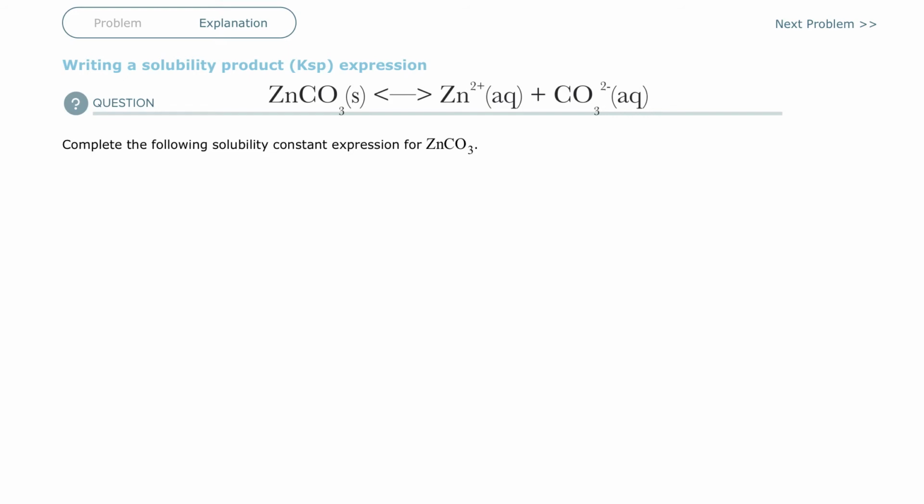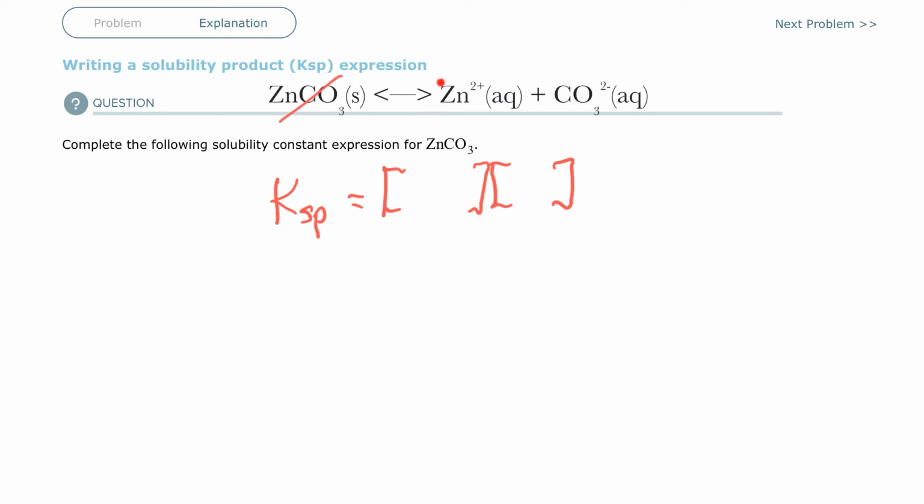We're going to ignore the zinc carbonate itself because it's a solid, so we're only interested in the aqueous parts, the ones that are actually turning back and forth between crystals and solution. So that means that our K sub SP is going to be a product, and that's why it's called a solubility product. That's the SP, solubility product. It's the product of the concentrations of whatever you've got raised to the coefficient of the balanced equation.